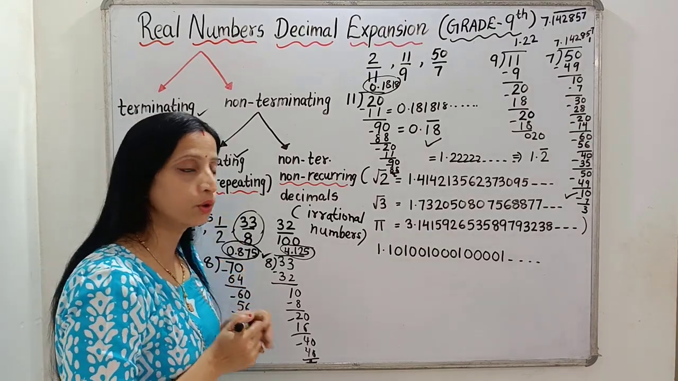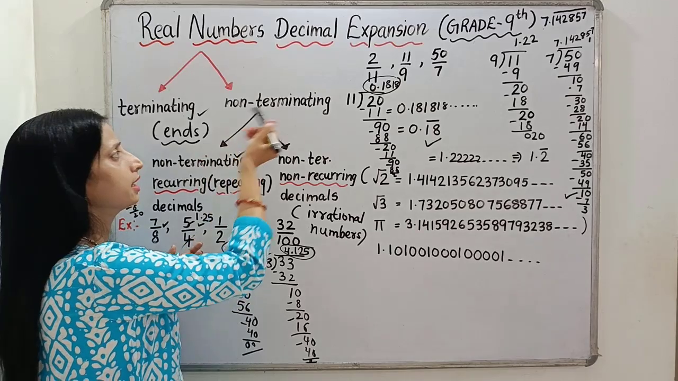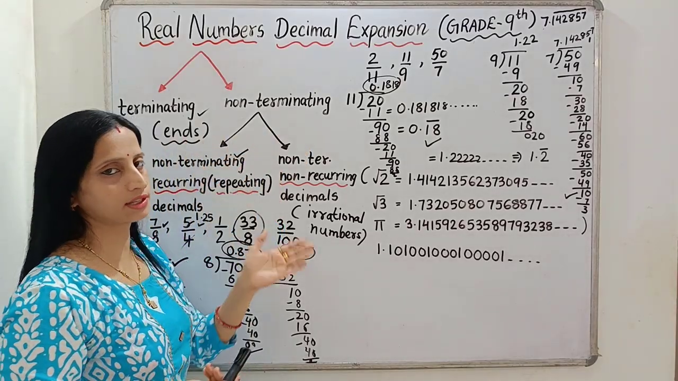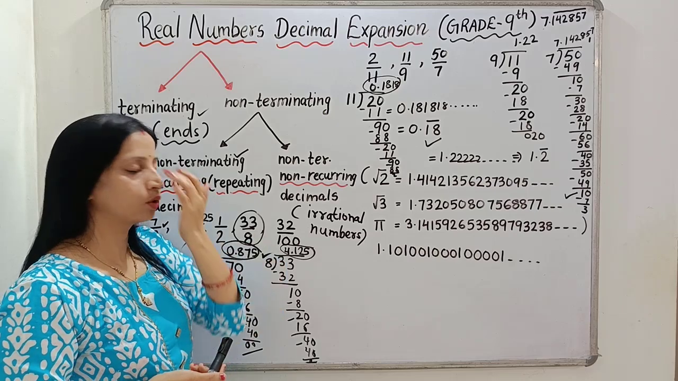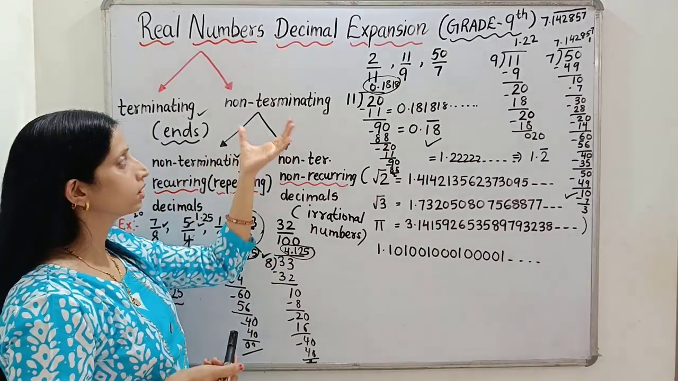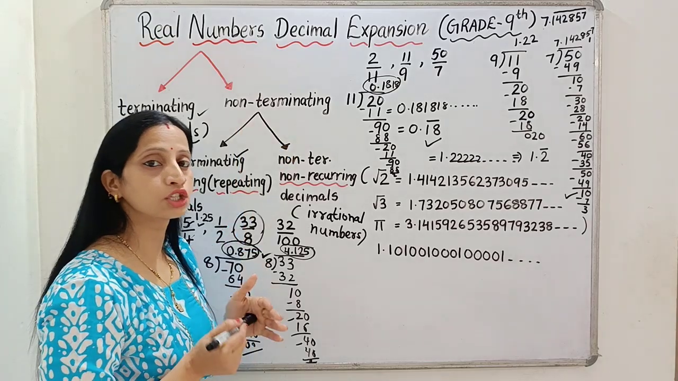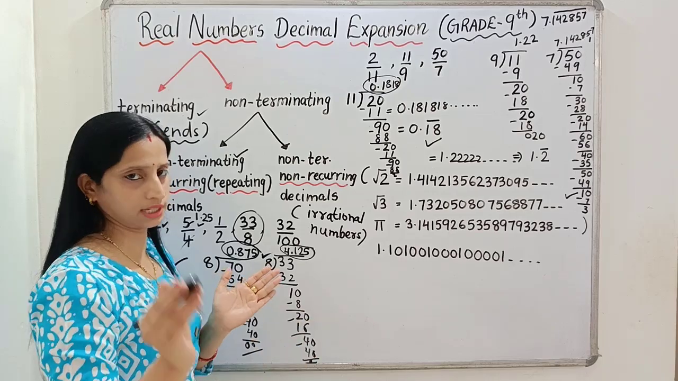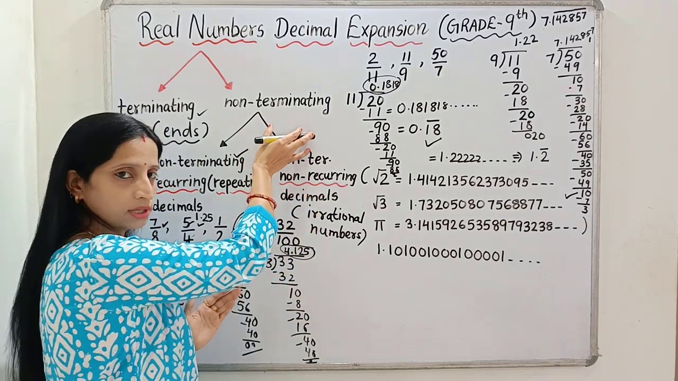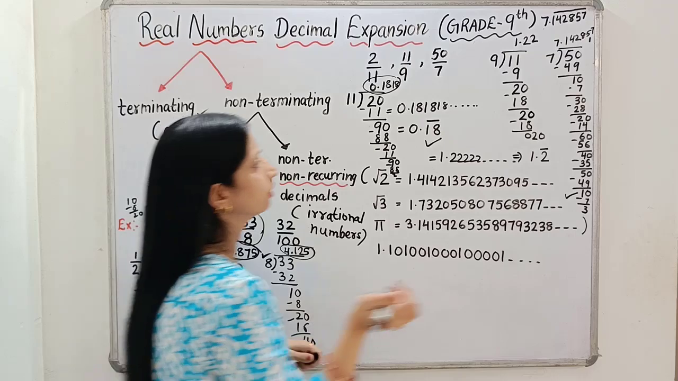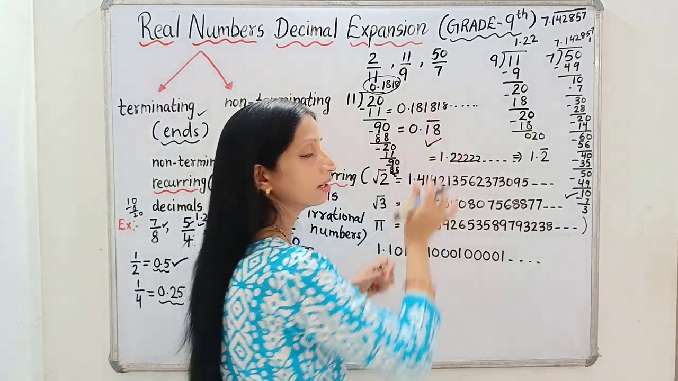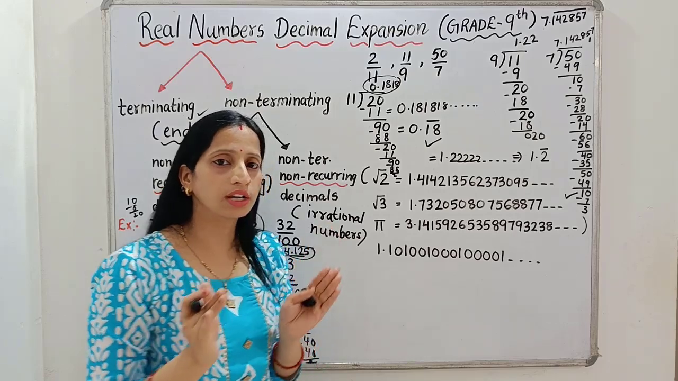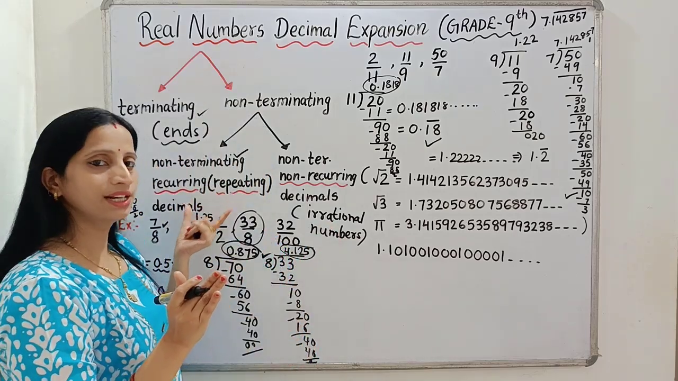Okay, so I hope you understood the meaning of terminating and non-terminating. Terminating means whenever division ends after a certain point, that is known as a terminating decimal number. Non-terminating means the division does not end, it goes on and on infinitely. In non-terminating, when certain digits repeat themselves again and again, that is known as a non-terminating repeating decimal number.